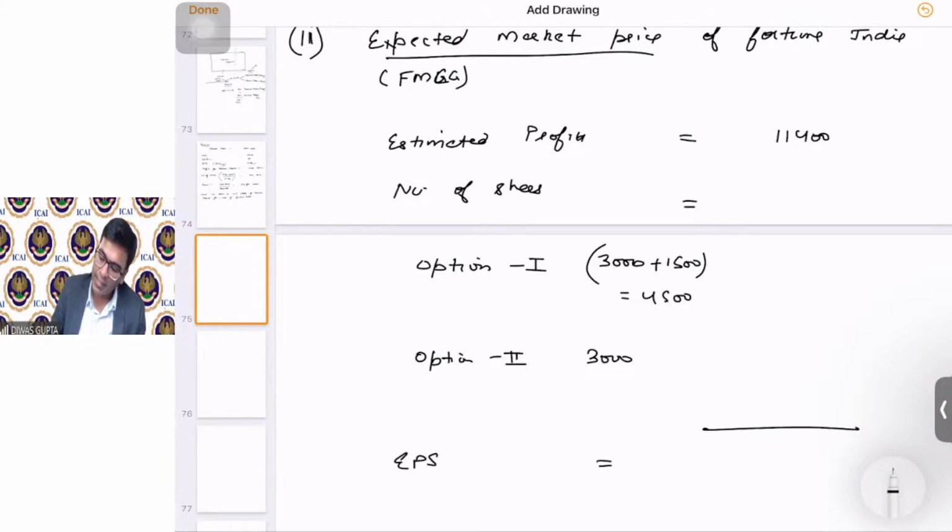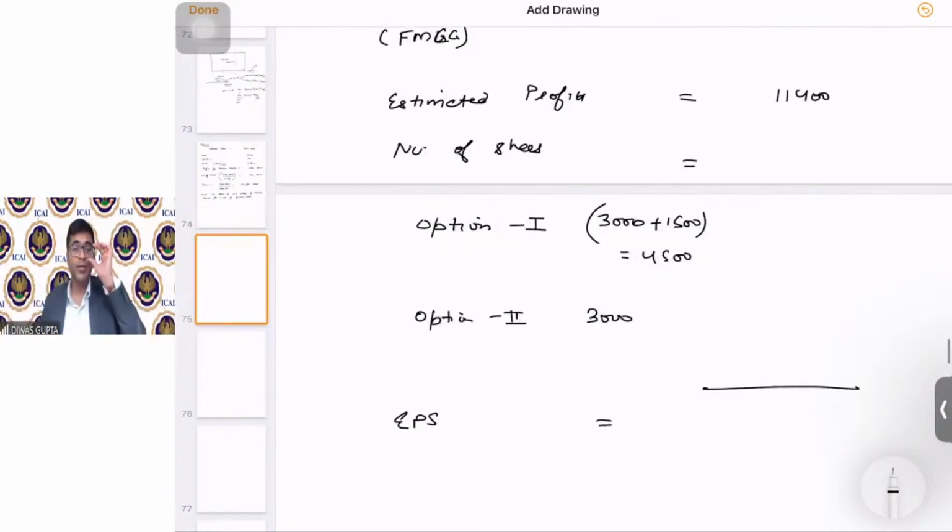This will give me EPS. I have the total profits. I have to take the number of shares for Fortune India Limited, which is the FMCG company. Now, at least answer this question, students. Should I take option one, which is the total shares, the existing 3,000 plus the new shares issued of Fortune Pharma Limited to the shareholders? Or option two, which is Fortune India Limited's shares?